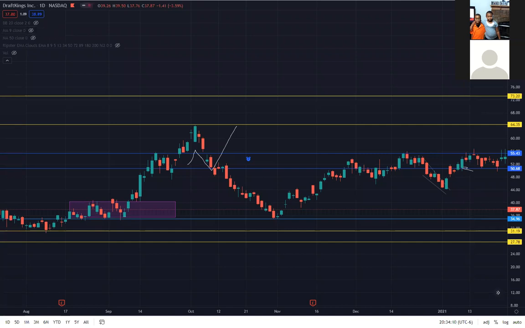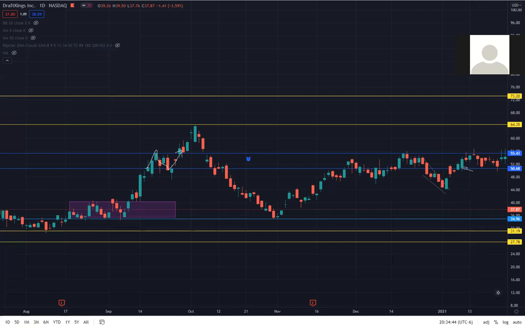Let me erase this again. So for example, this example right here, it broke out from this level, right? And then it came back and retested this level. You see how it broke out from the blue line, came back and retested the blue line? So now you want to wait for a signal to tell you that it's going to continue in the original direction, because when it breaks out and retests, it continues in the original direction. Does that make sense?